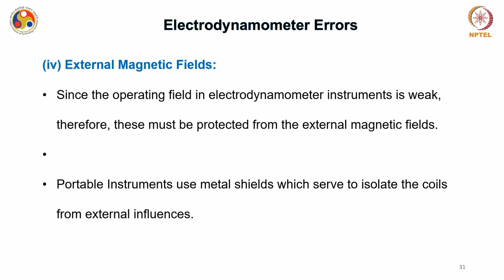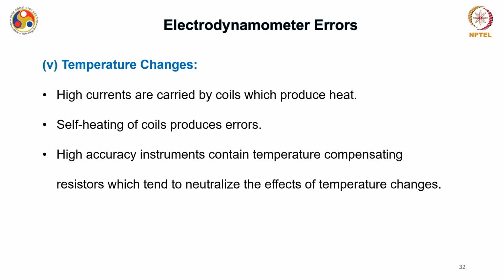Then the fourth one is external magnetic fields. Since the operating field in the electrodynamometer instrument is very weak, these instruments must be protected from any external magnetic field, which would have a worse effect on the deflecting torque. So portable electrodynamometer instruments use metal sheets which serve to isolate the coil from any external magnetic field influences.